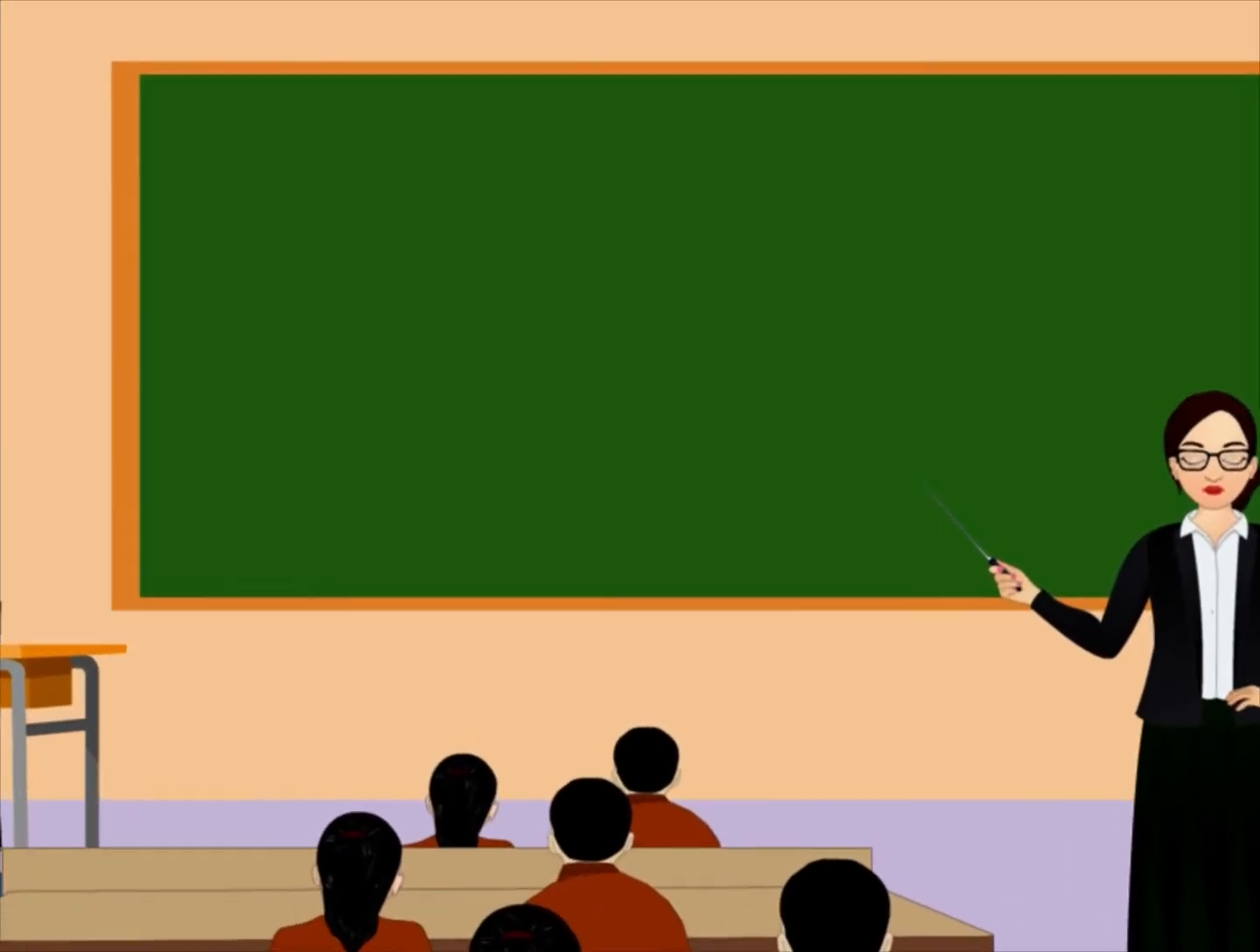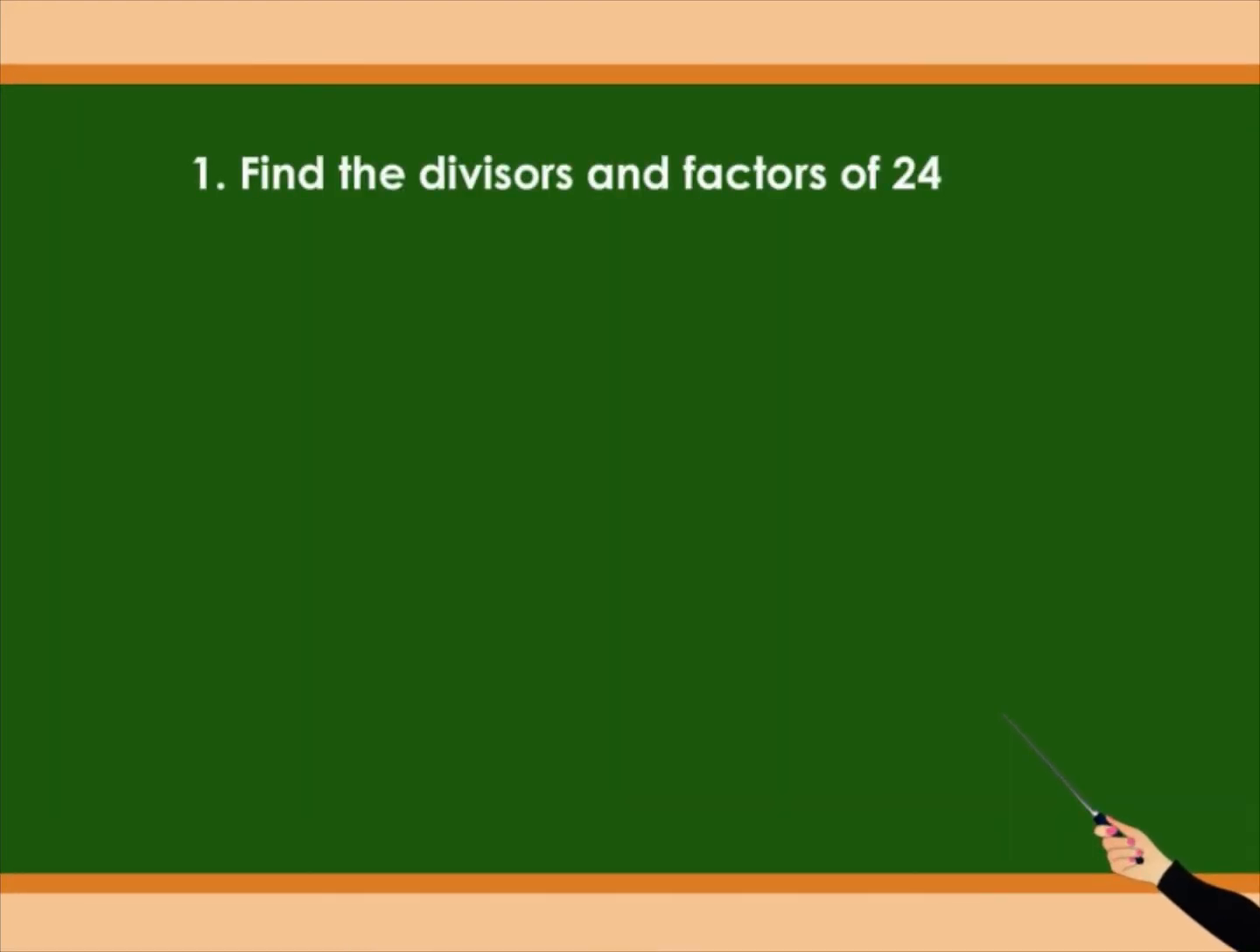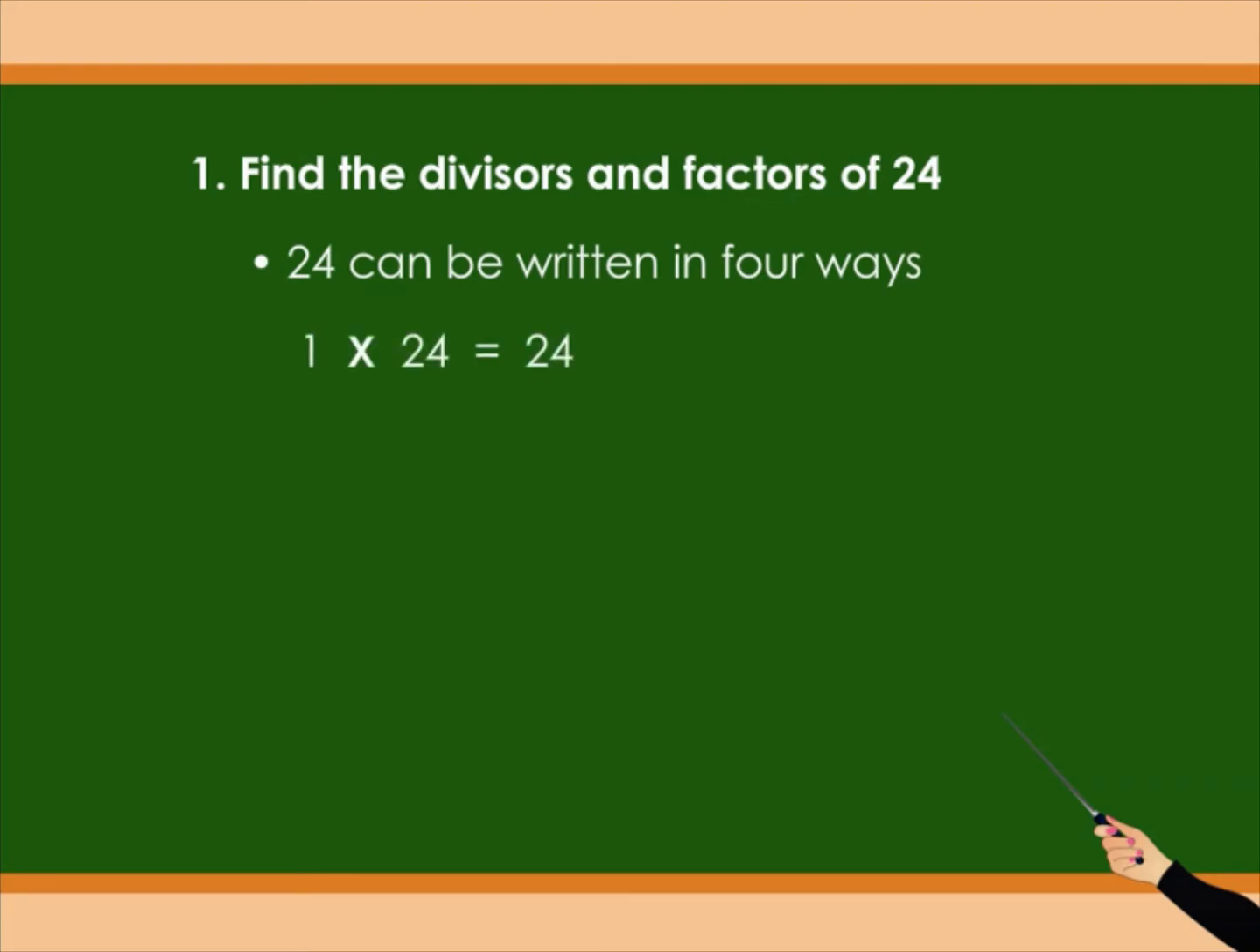Now let us solve a few problems. Find the divisors and factors of 24. 24 can be written in 4 ways. 1 times 24 is equal to 24. 2 times 12 is equal to 24. 3 times 8 is equal to 24. 4 times 6 is equal to 24.